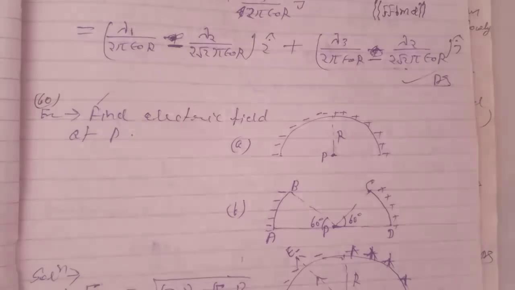Because if this is 45, this is 45, its direction will be in this direction. Because both have the same magnitude, the resultant will pass through the middle point.